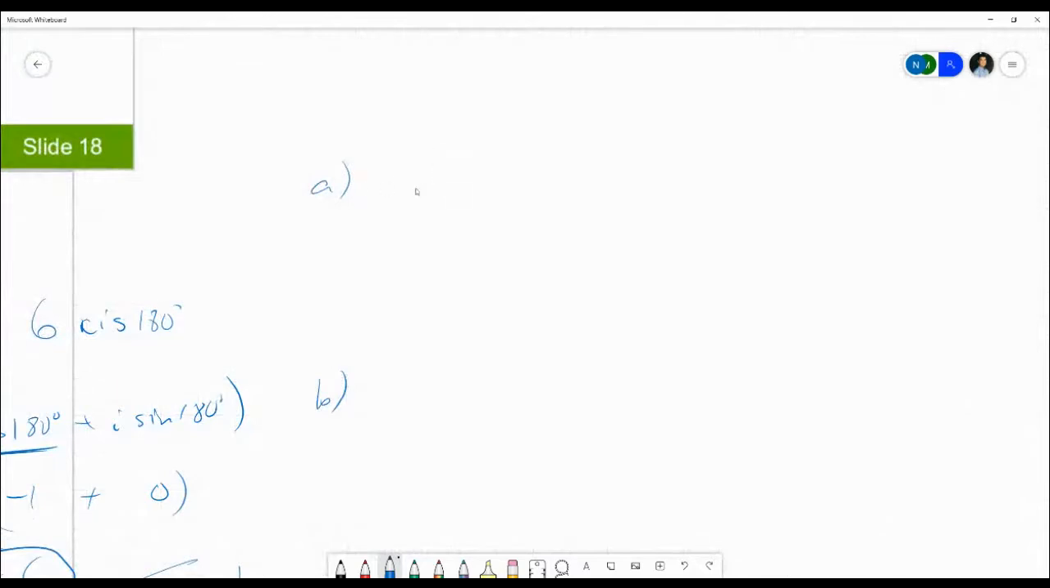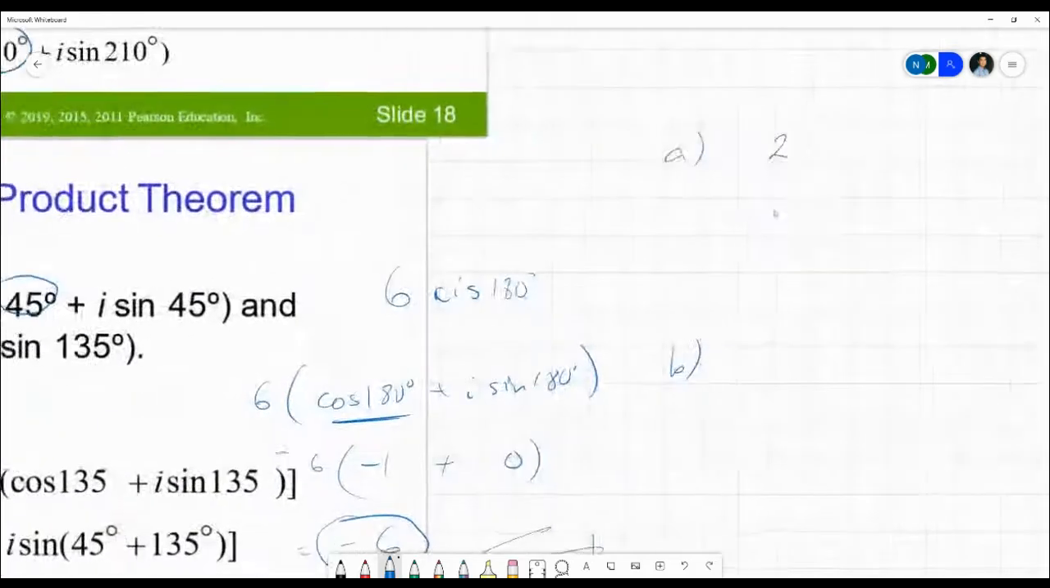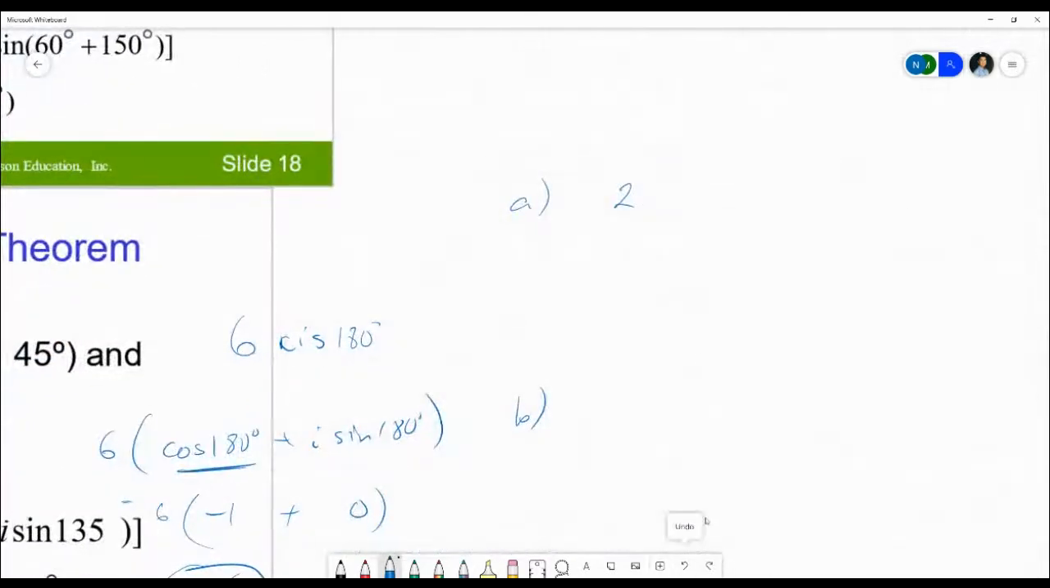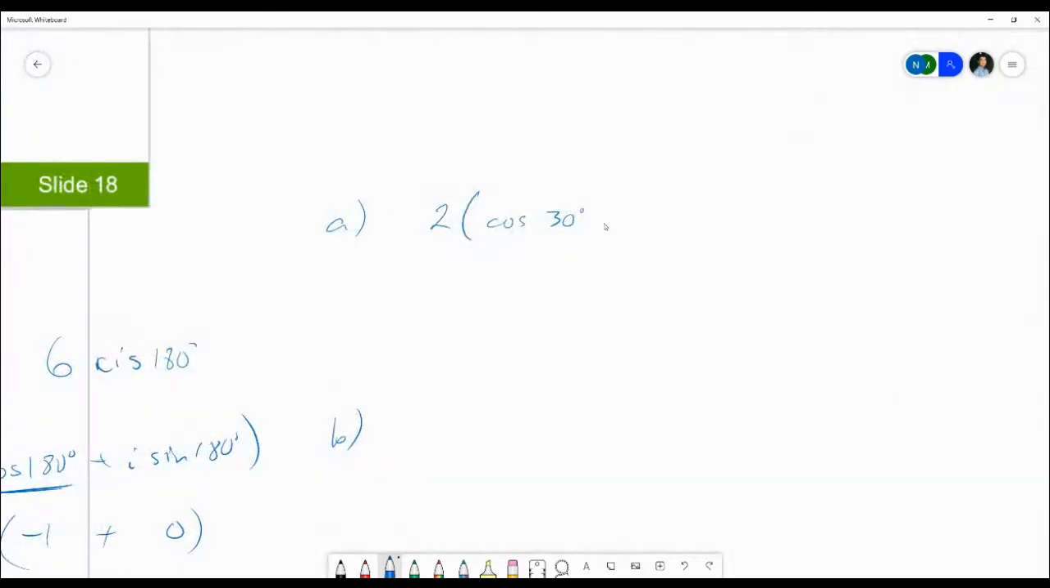Okay, let's give you a hard one, because I was going to give you rectangular form. Let's not do that because then you're going to have some really nasty numbers. So I'll give you two. Let's see. I want to do cosine 30 degrees minus i sine 30 degrees.